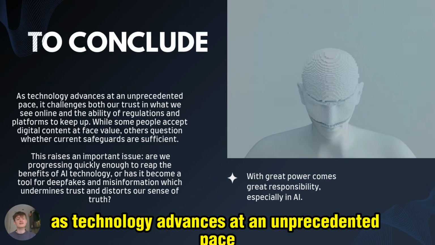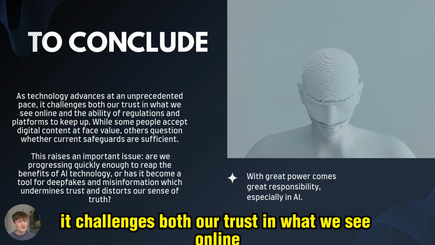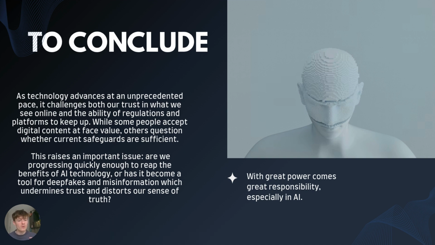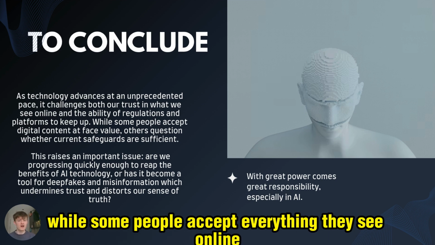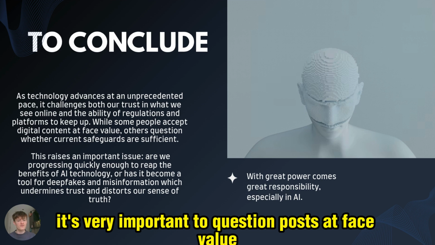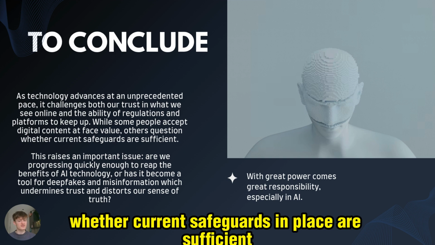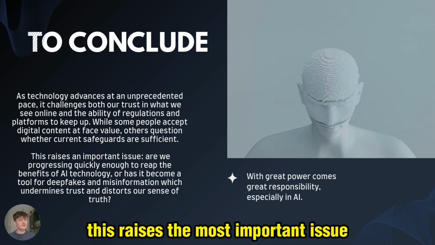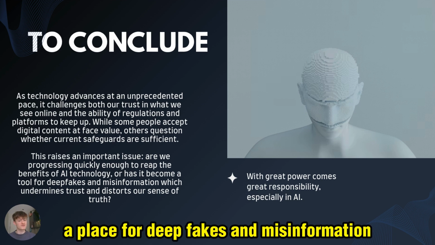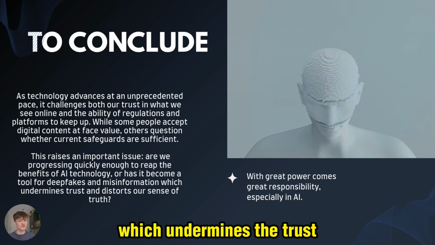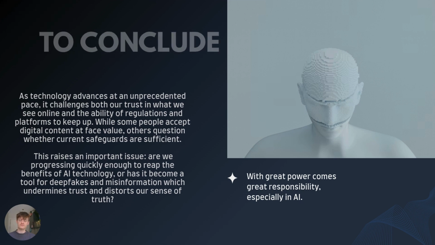So, to conclude, as technology advances at an unprecedented pace, it challenges both our trust in what we see online and the ability of platforms to keep up. While some people accept everything they see online, it's very important to question posts at face value and question whether current safeguards in place are sufficient. This raises the most important issue: are we progressing quickly enough to reap the rewards of AI technology, or has it become a place for deepfakes and misinformation which undermines trust and distorts our sense of truth?